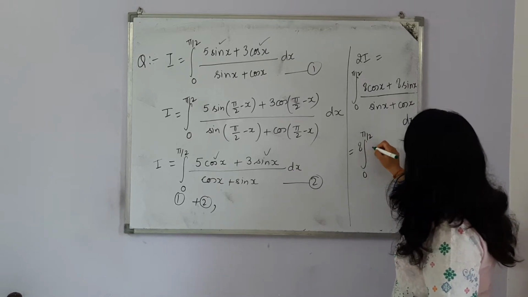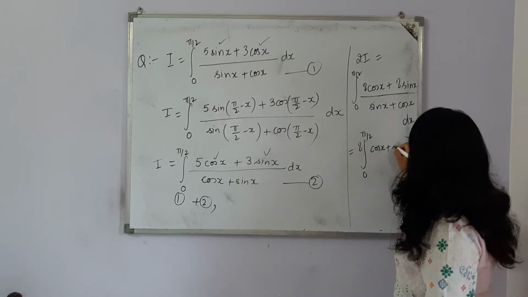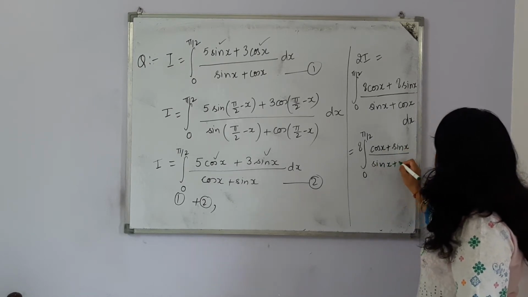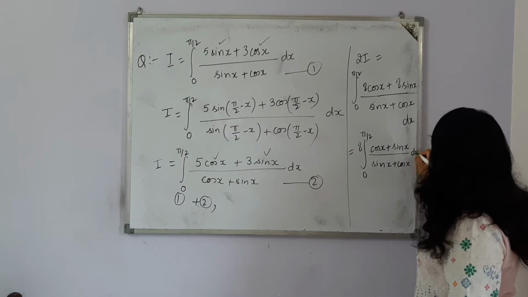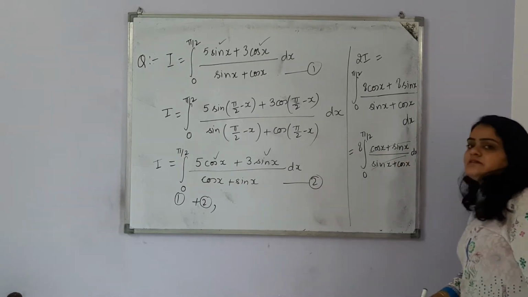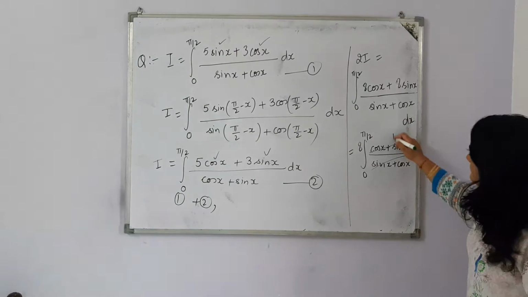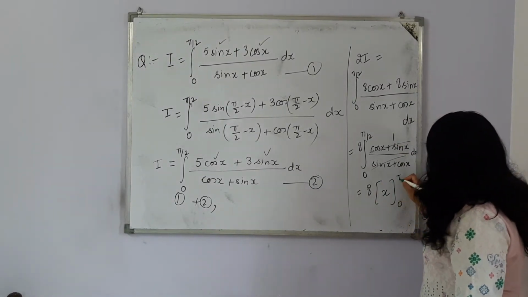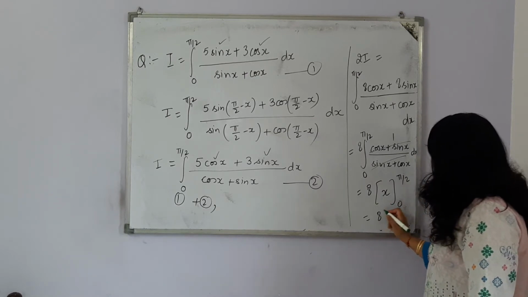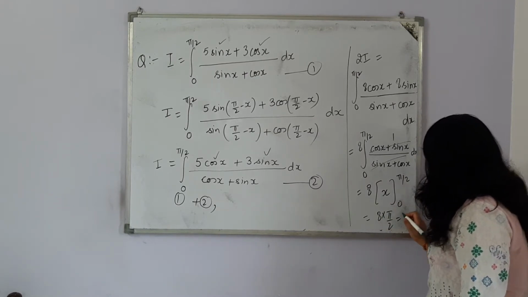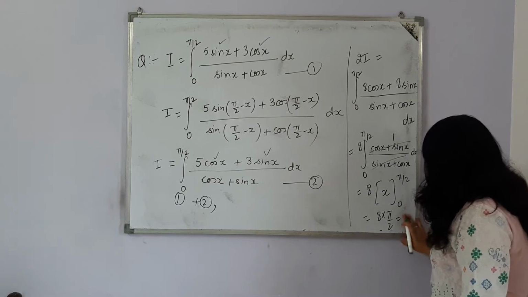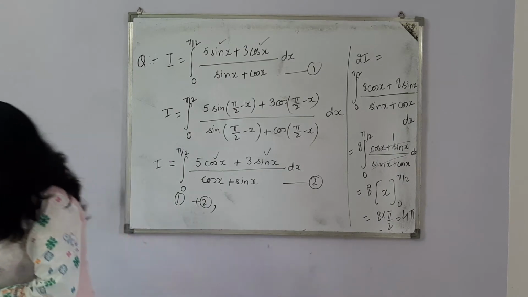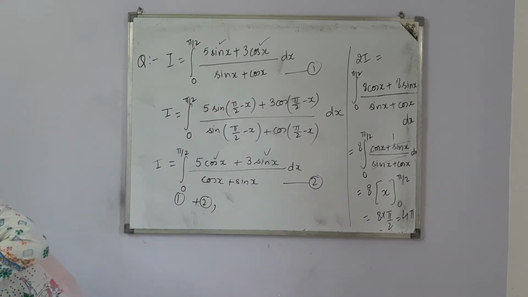8 times the integral from 0 to pi by 2 of (cos x plus sin x) whole upon (sin x plus cos x) dx. Now the functions are the same in numerator and denominator. They will cancel and I will get 1, and the integration of 1 is x, from 0 to pi by 2. So 8 into pi by 2 becomes 4 pi. Let's check the answer.